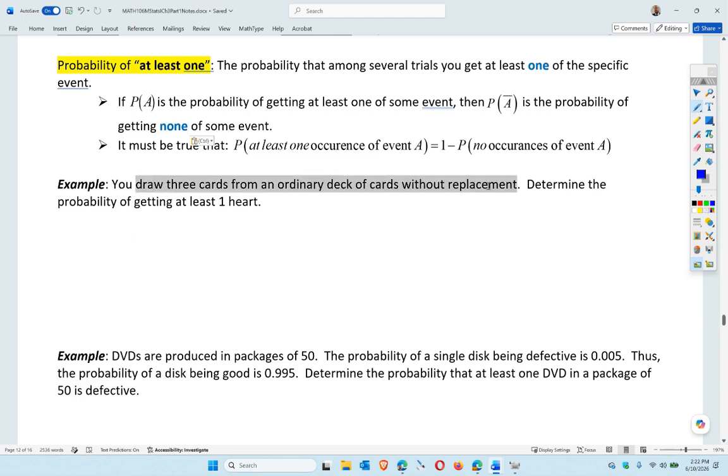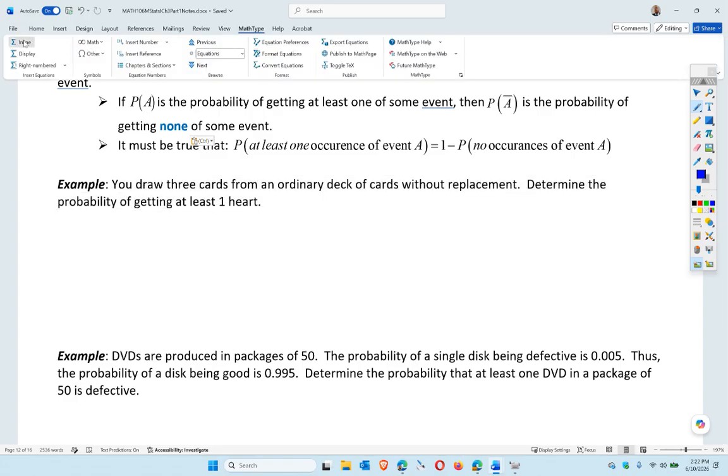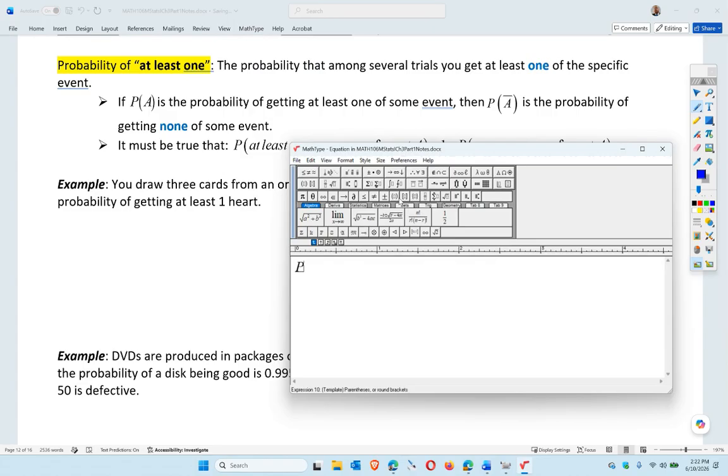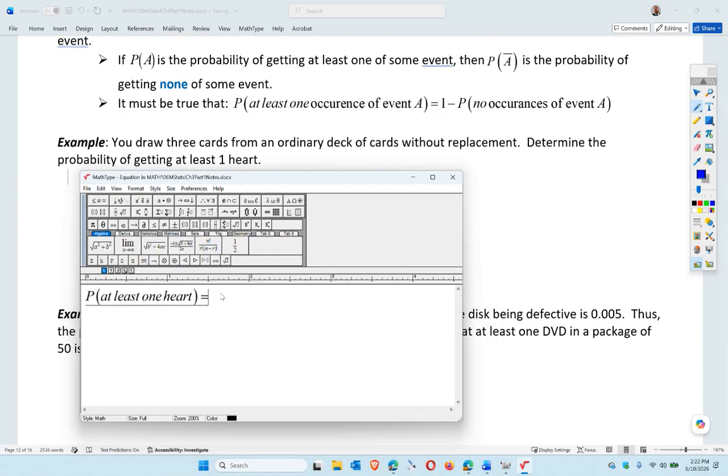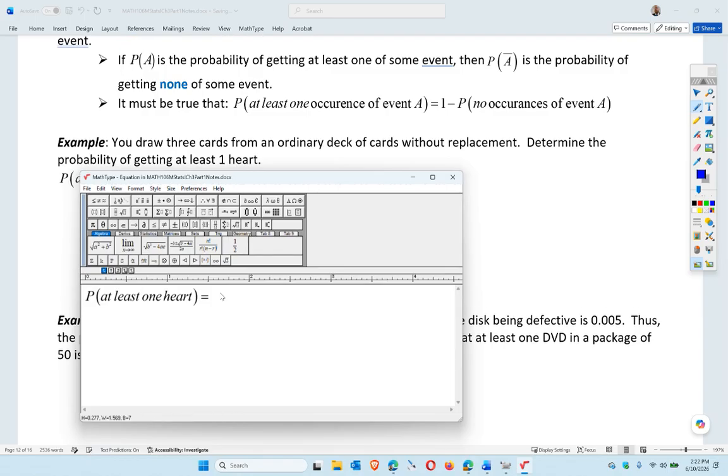You draw 3 cards from an ordinary deck without replacement. Determine the probability of getting at least 1 heart. So the probability of at least 1 heart equals, okay. The problem with this is that means I have to figure out the probability of 1 heart, 2 hearts, and 3 hearts. And if it was more than that, 4 hearts, 5 hearts, 6 hearts, but I don't want to do that. That's the direct way of doing it. So 1 minus the probability of no hearts is the indirect way of doing it.